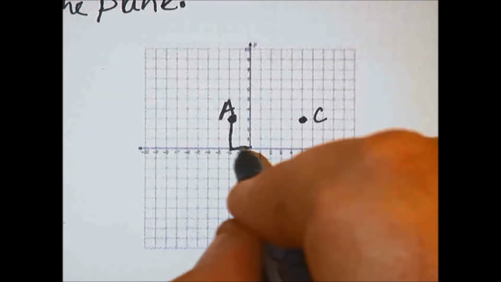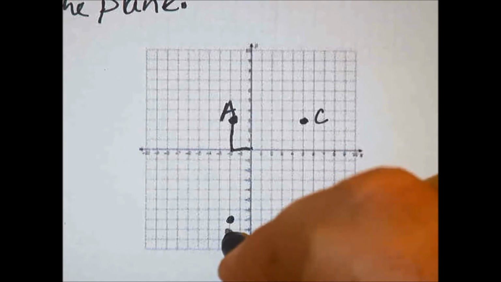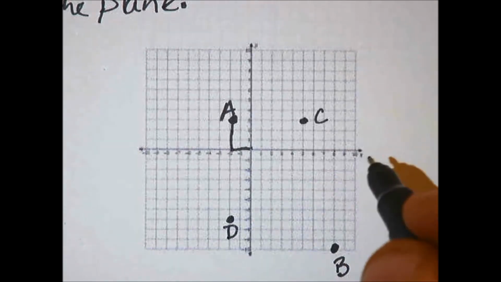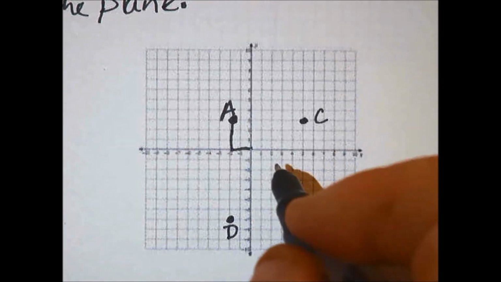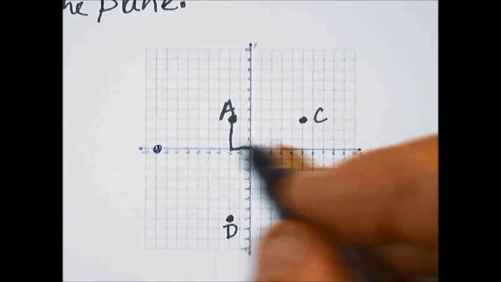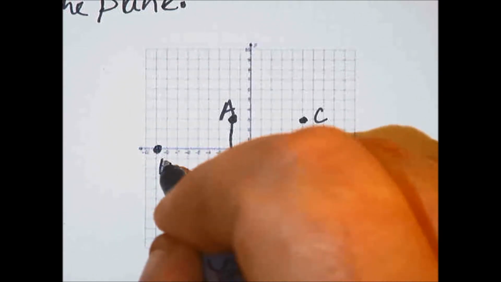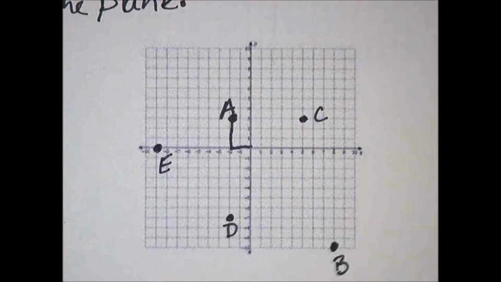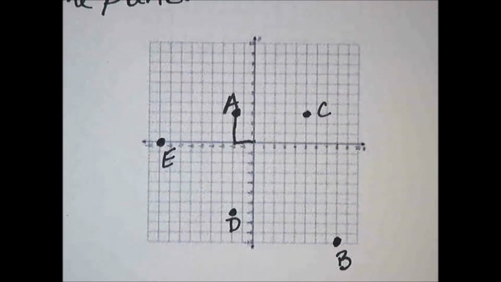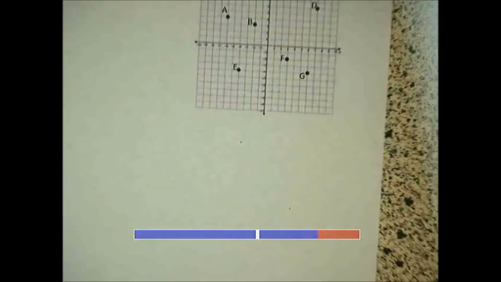Point D is at -2 and -7. Should be right here. Point D. And then E is at -9, 0. Okay, 0 meaning we do not go up or down any. Okay? And that's point E. So those are the points that I asked you to graph. Again, hopefully you had a chance to get those done. Let's go ahead and turn the page. And we'll zoom out a little bit.